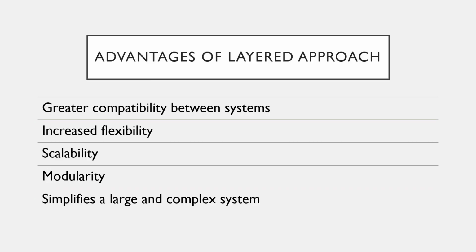Now, what are the advantages of this layered approach? We have greater compatibility between systems because this is a standard that all systems will use. It is increased flexibility. It is scalable. It's modular. Scalable meaning we can add a lot of different devices for the different networks and make them as large or as small as we need to. They are modular, meaning they are independent. So, for instance, layer 3 is concerned with IP addressing. We were able to seamlessly integrate, for the most part, IP version 6 without interrupting all the rest of the layers.